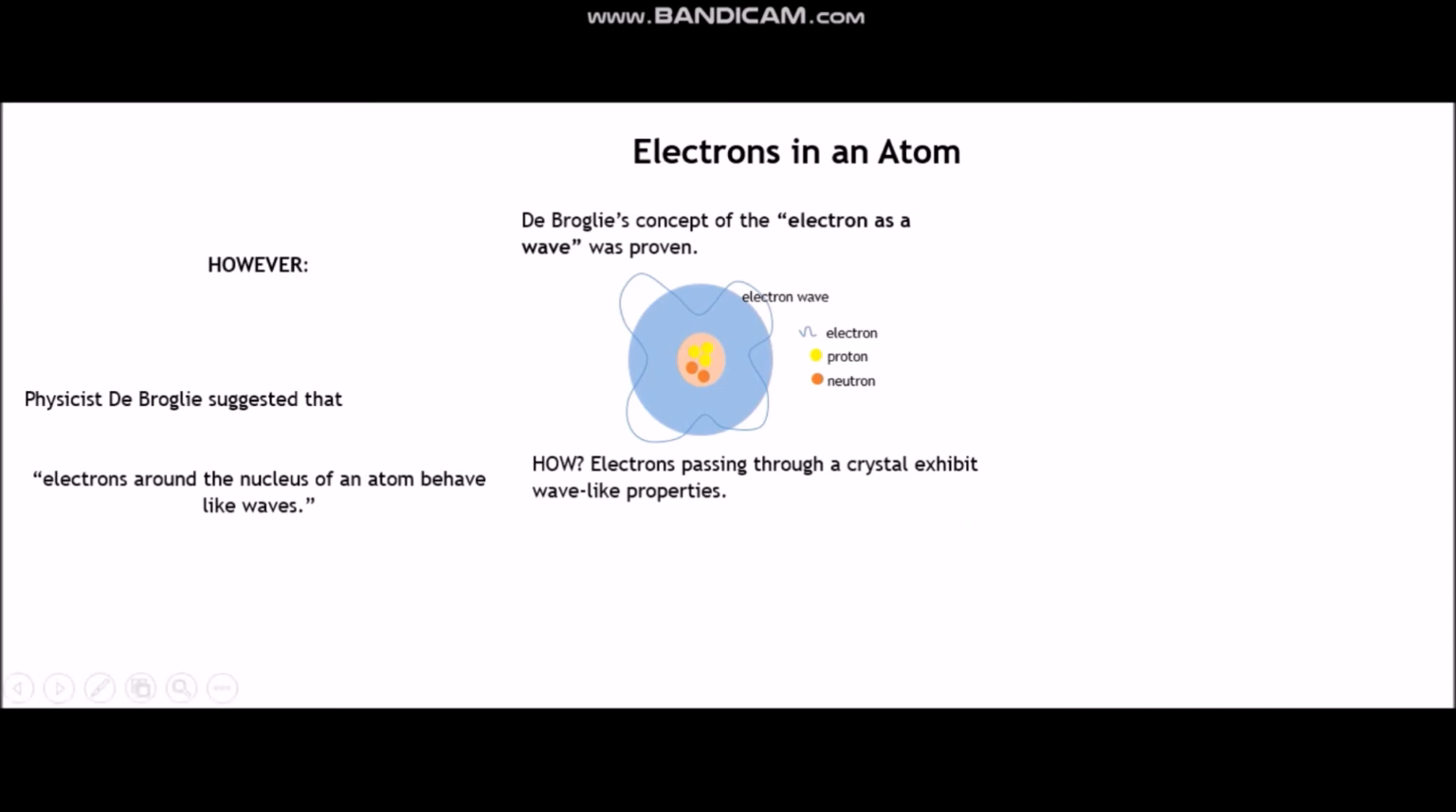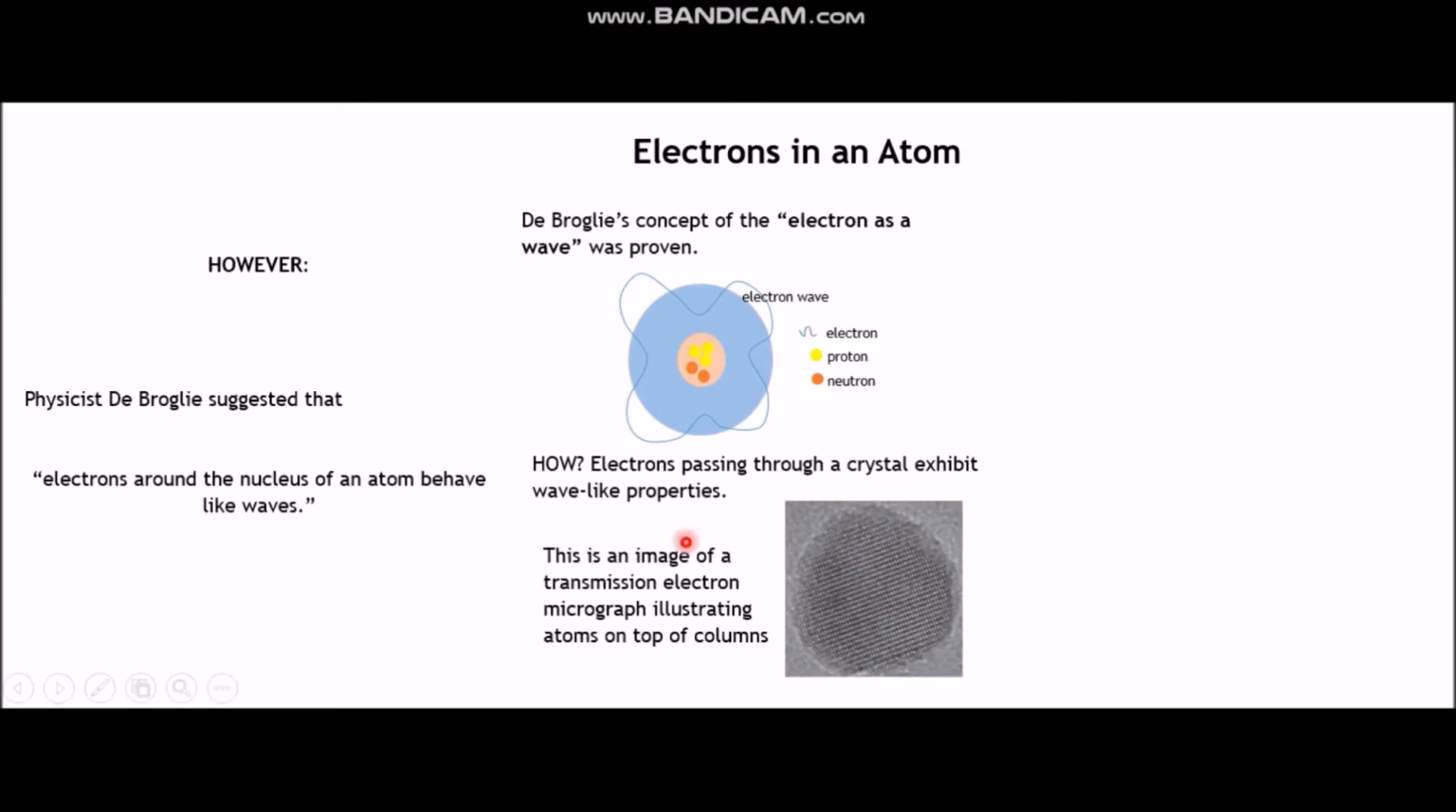properties. So right now below, I'm showing you an image of a transmission electron micrograph illustrating atoms on top of columns in the form of white dots. So here's the picture, and these small white dots are actually atoms. Today, electron microscopes are developed to examine these wave-like properties of electrons at the atomic level. Isn't that cool? It's very cool, I think.